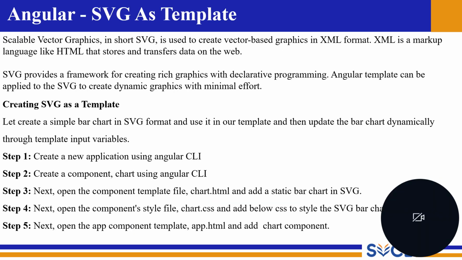The final one is Angular SVG as template. So SVG is scalable vector graphic. It is used to create vector-based graphics in XML format. XML is a markup language like HTML that stores and transfers data on the web. SVG graphics can be done easily through Angular templates. It can combine with form programming to dynamically set the style of the bar chart and extend the bar chart to support another type of chart as well.